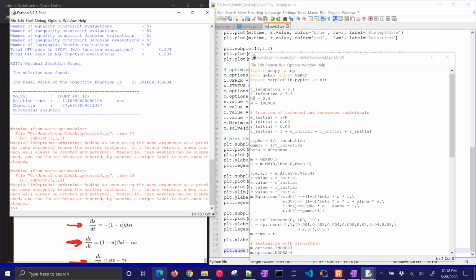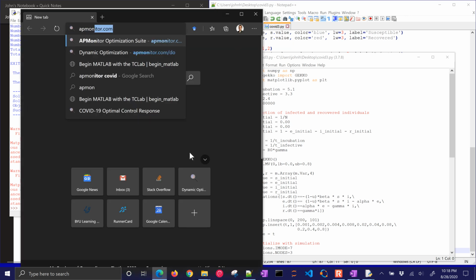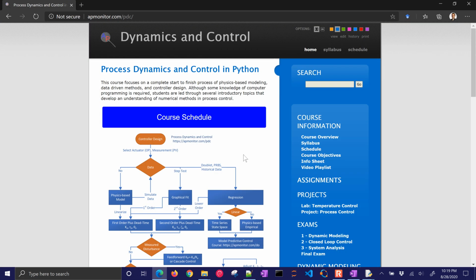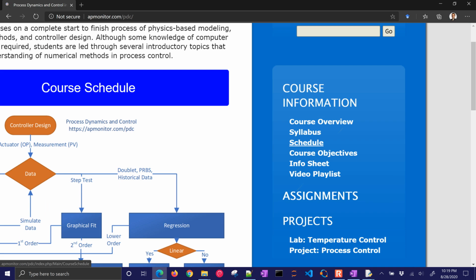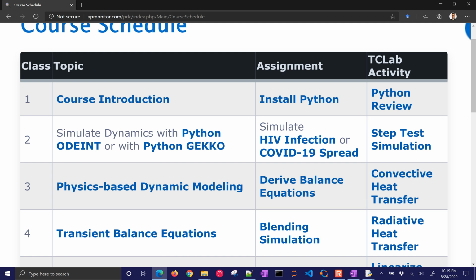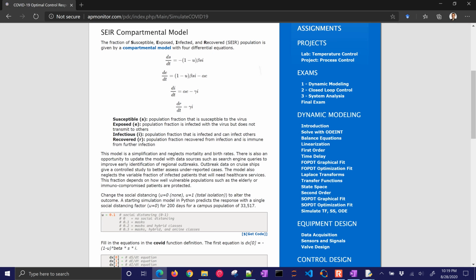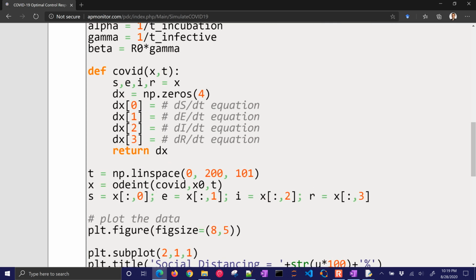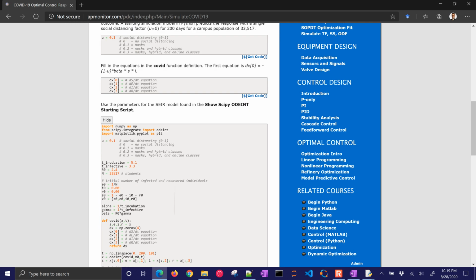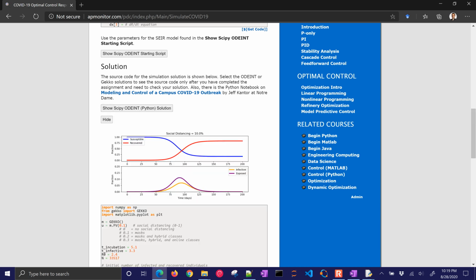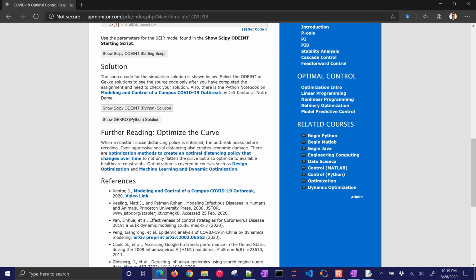If you'd like to get the source code for all of these, it's available. I have two places where I've put these. First one is on the Process Dynamics and Control website, and if you just come to Schedule, over here on the right, you can see simulating. This one is going to be the COVID-19. All right, and you can see the starting script where you can plug in your differential equations here on the right. Or if you just want to go straight down to the solution, you can see it with ODEs solution and with the Gekko Python solution.